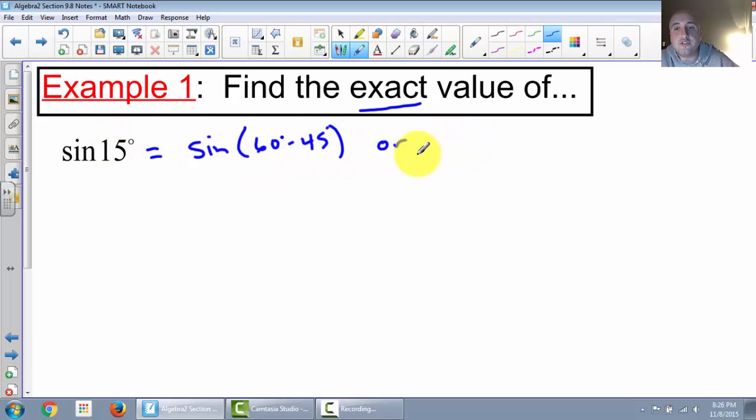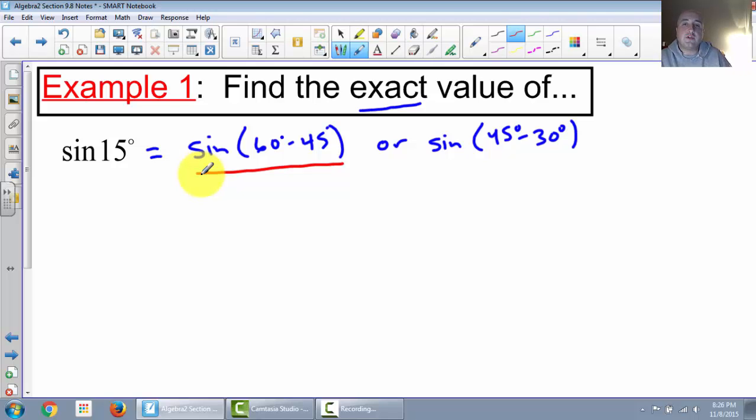Or, how else could you do this? You could probably do sine of 45 degrees minus 30 degrees, which is also 15. You will get the same answer no matter which one of these you use. So we're going to just pick one. We'll just do this first one here.